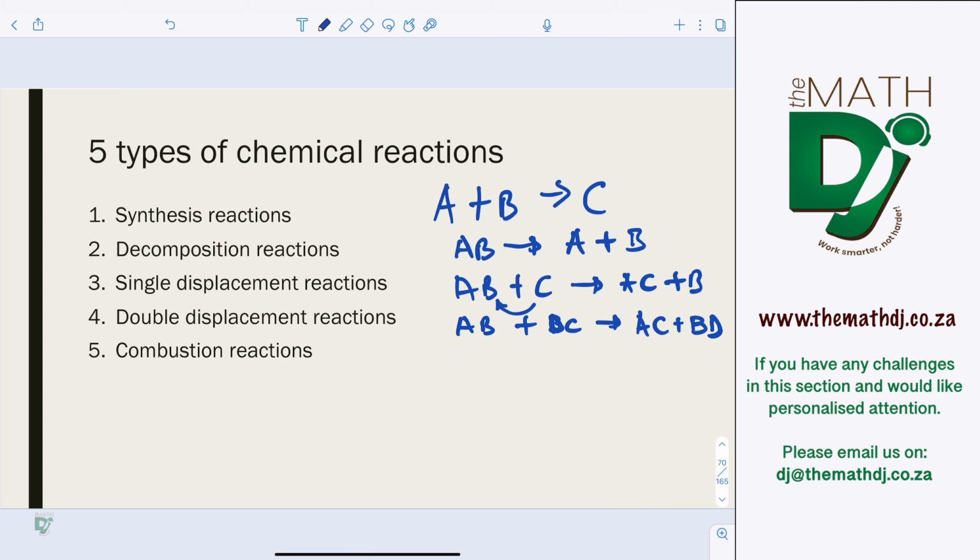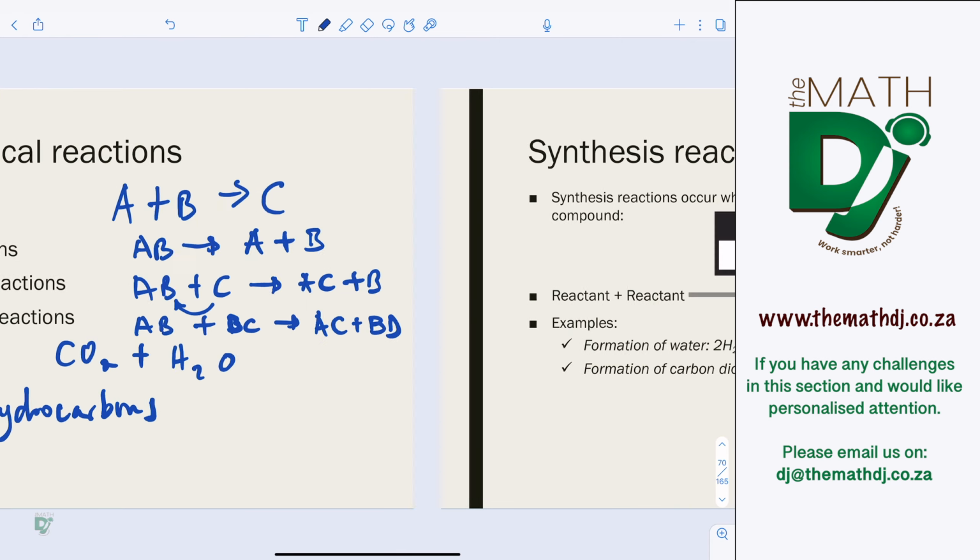Then there's combustion. Combustion is like burning. Usually when there's a combustion, carbon dioxide and water are produced. Combustion is mainly for hydrocarbons. These are your butanes, your petrol, all those things. Hydrocarbons are where they normally ask questions relating to combustion. So we'll go into these types of reactions.